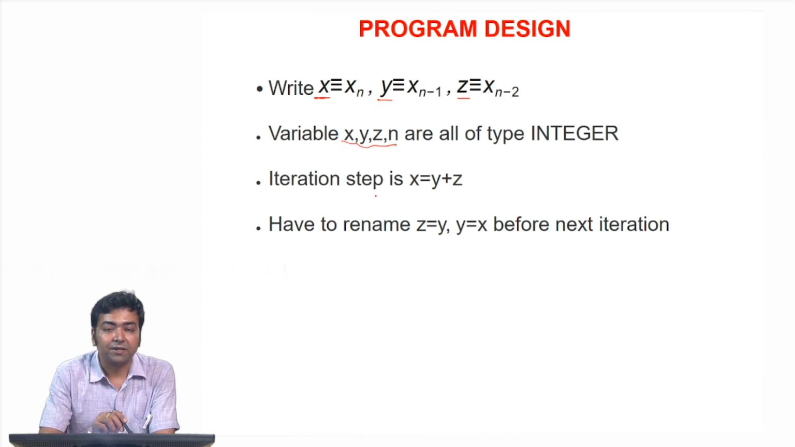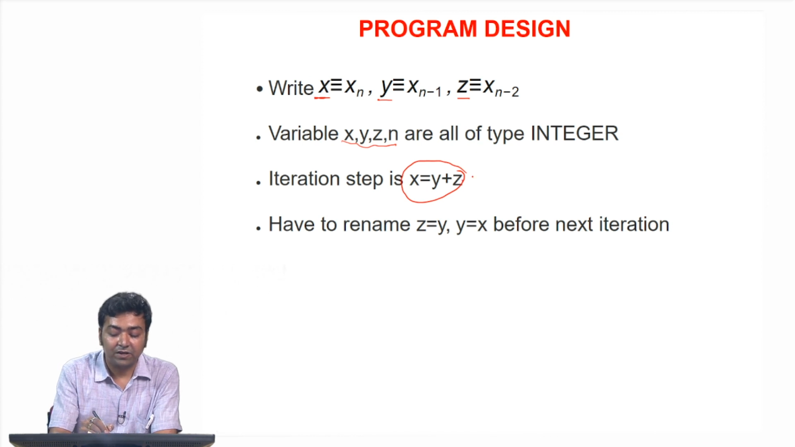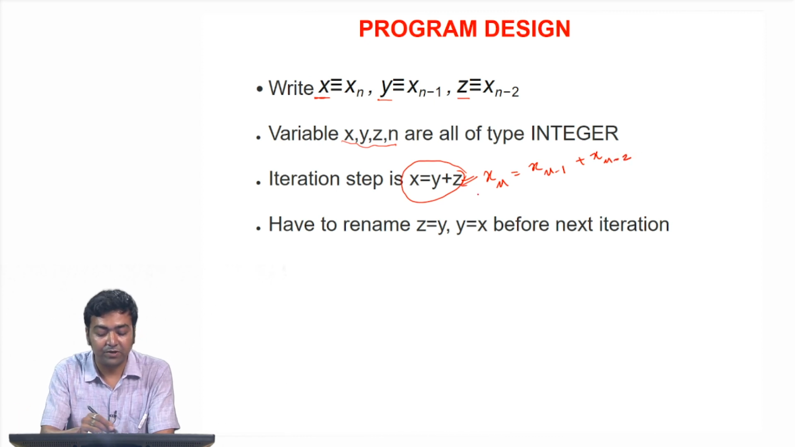And the iteration step, that is the mathematical operation which I need to do repeatedly, is x equals y plus z. So, this is nothing but xn equals xn minus 1 plus xn minus 2. So, this is the step which I am doing.